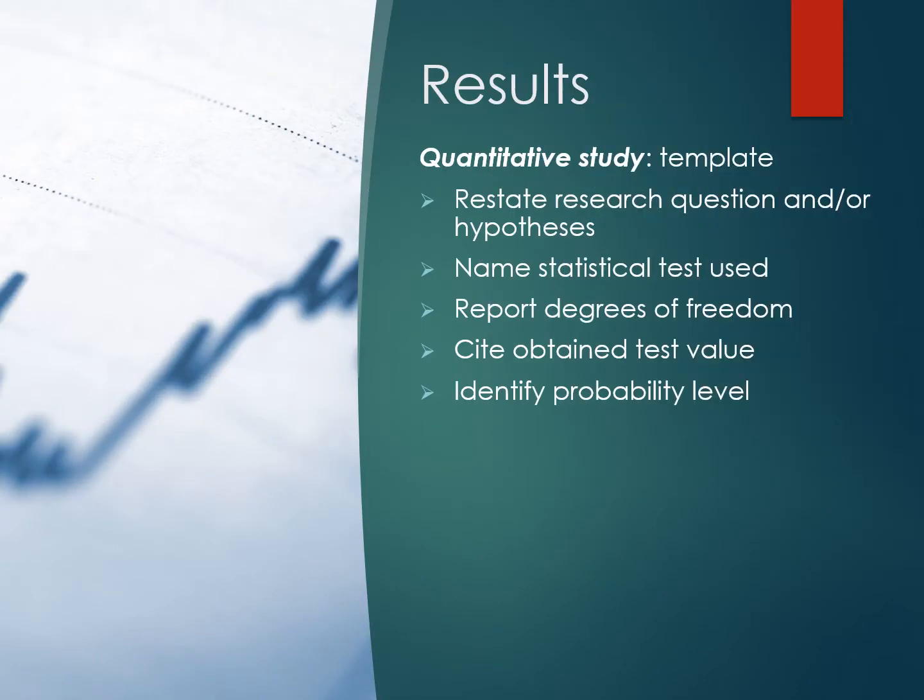A little bit more information about the quantitative study as far as a template. You want to restate your research question and your hypothesis or hypotheses at the very beginning. You're going to name the statistical test you use, report degrees of freedom, cite any test value or benchmark value, and then identify the probability level. Then you can go into the information you're going to give, so that you have a little bit of support with why you did things and how you did it.